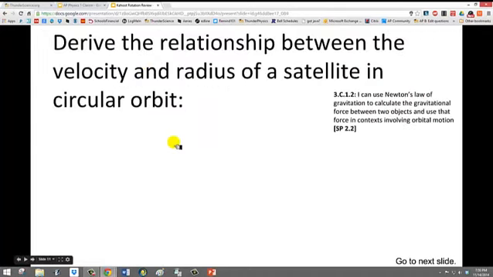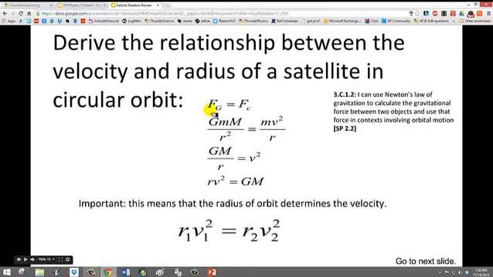Okay, so let's derive the relationship between the velocity and radius of a satellite in a circular orbit. This is something you have to be able to do: set the force due to gravity of an object in circular motion orbiting a planet, the universal gravitational force, equal to the centripetal force. So mv squared over r equals big G big M m over r squared. Doing a little bit of algebra there, we eventually find the relationship rv squared is equal to big G big M.